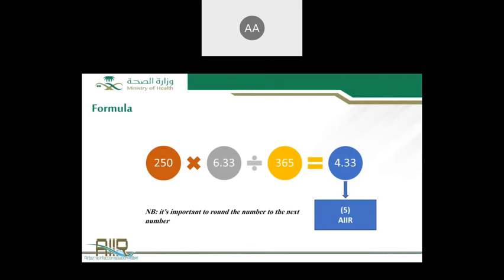Here is a very important point we should all know: it is very important to round the number up to the next number. That means the required number of airborne infection isolation rooms for health facility X, or for hospital X, should be 5 airborne infection isolation rooms.